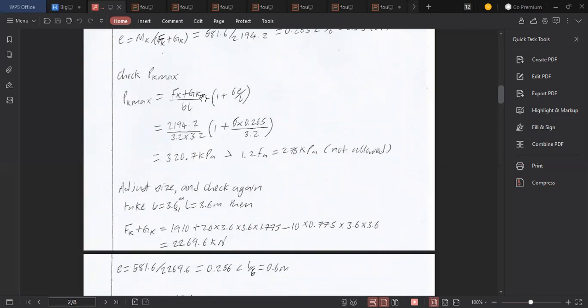So PK max is equal to FK plus GK over the area, B times L, times open bracket 1 plus 6 times the eccentric distance over L. Then we check that. The value which you find from this formula should be less than 1.2 times your bearing capacity, the allowable load. So if it doesn't meet this requirement, then change your dimensions.